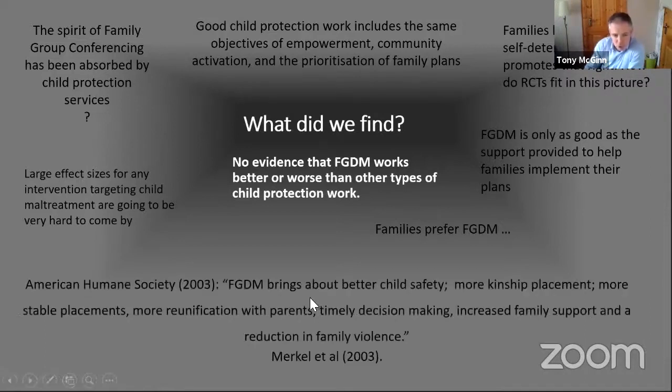But the other part of the context was that until this review and a couple of other recent reviews, I'm thinking in particular of Distra and colleagues, who are based in, I think, Sweden, Netherlands, Norway, Northern European anyway. So this review and that review both found that there's no clear evidence for FGDM. And that's a long way from what the last big review pointed out, the American Humane Society in 2003. And this idea, which I'll let you read yourself, has been kicking around for the guts of 20 years, that family group decision-making really works.